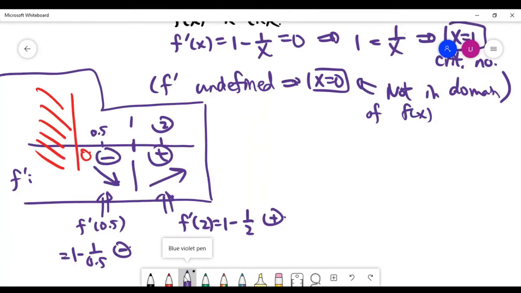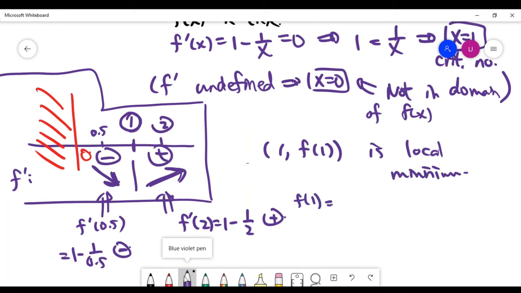Anyway, it basically means that around point 1, you're going down first and then going up. It means that the point 1 comma f of 1 is a local minimum, right? And f of 1 is 1 minus ln 1, which is 1 minus 0, which is 1. So this point is 1 comma 1. We expect that at 1 comma 1, it is a local minimum.